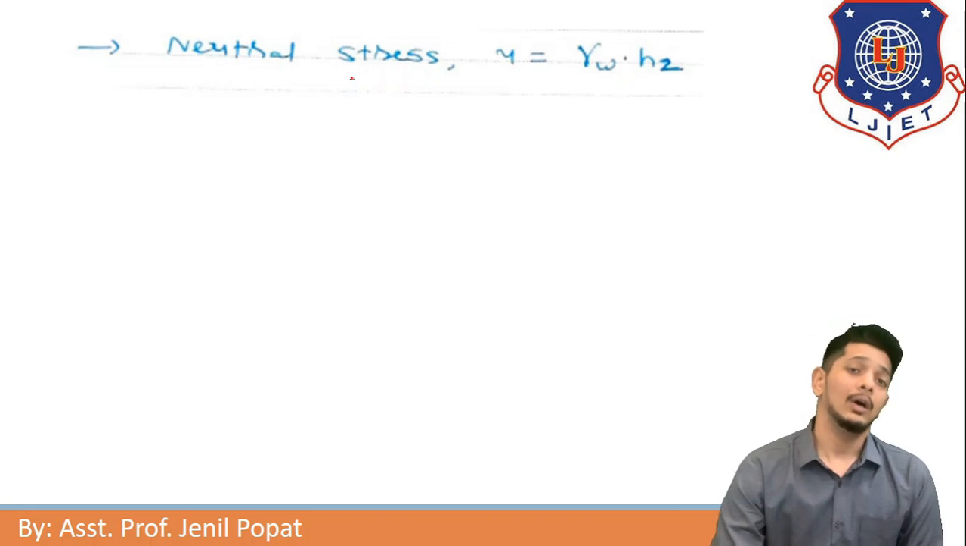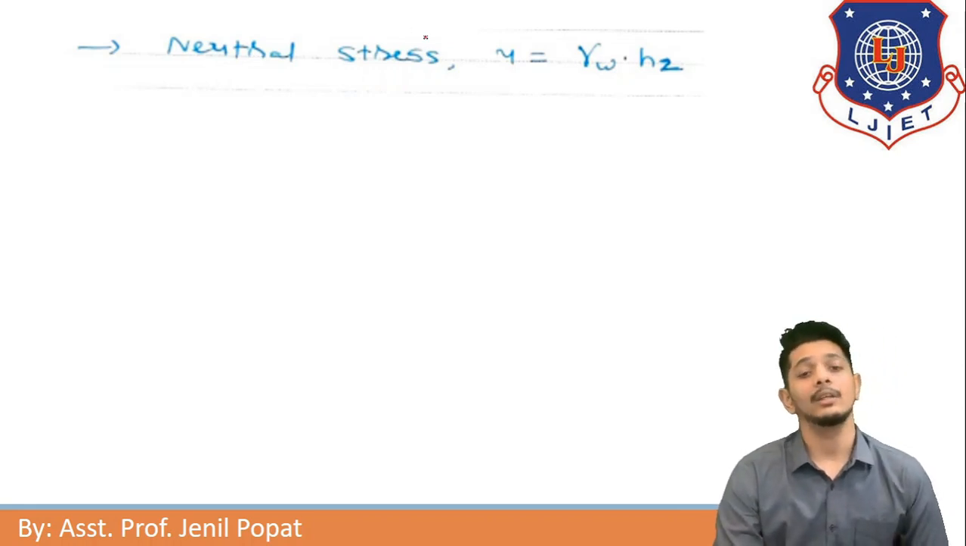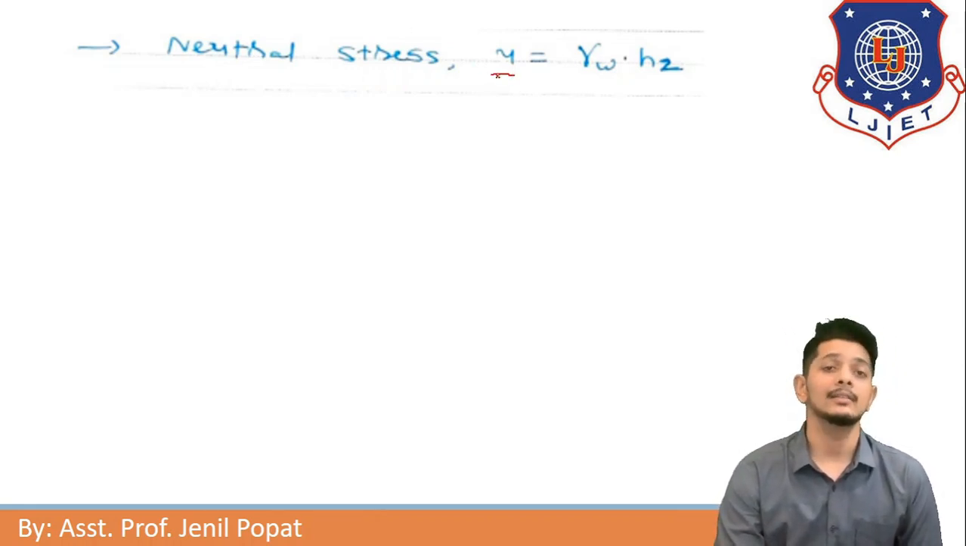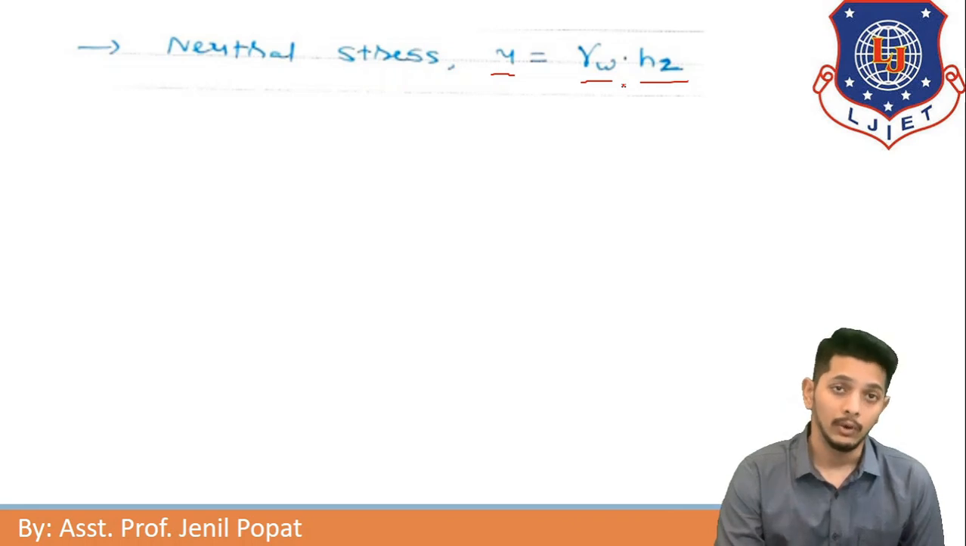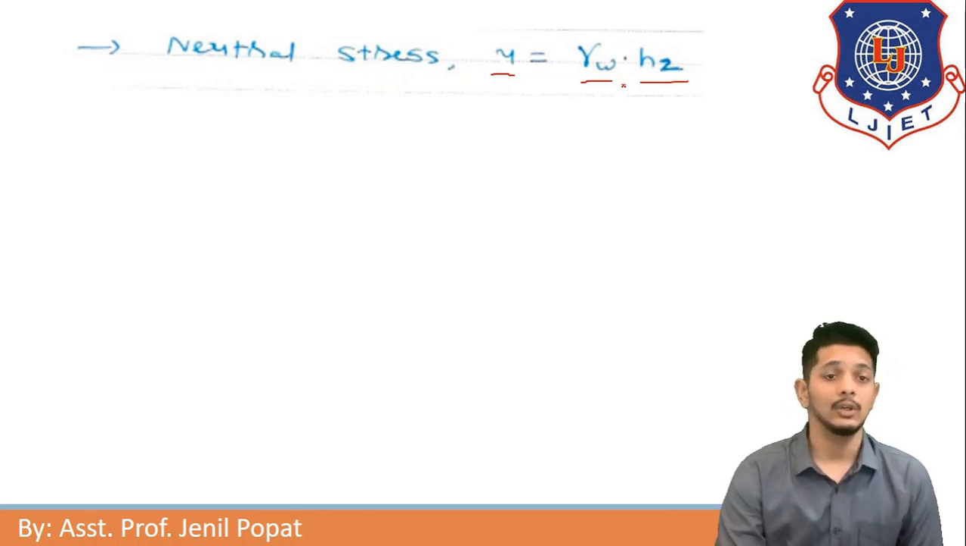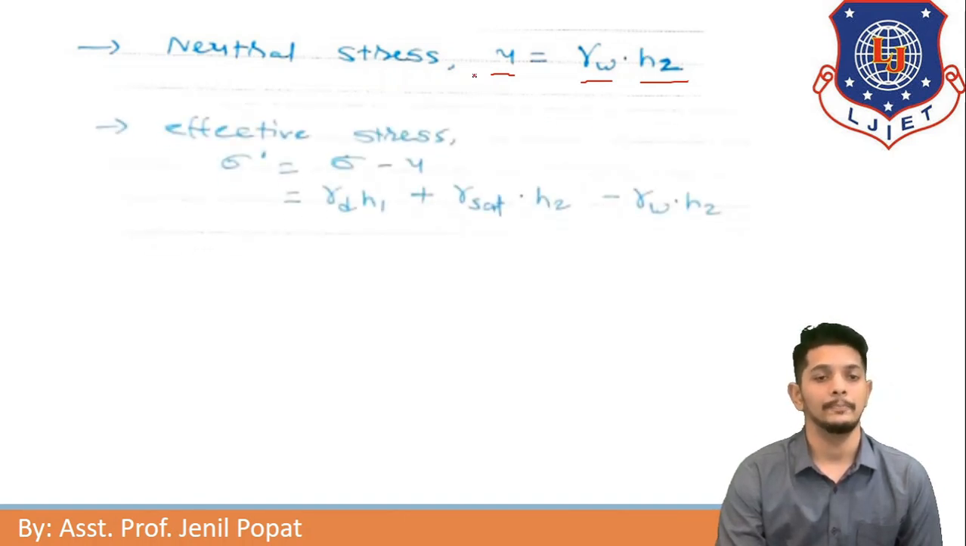Neutral stress or pore water pressure is denoted by U, and its formula is unit weight of water into height of water. Here in the dry soil there will be no neutral stress. That is why we have taken only height H2. So gamma W into H2.